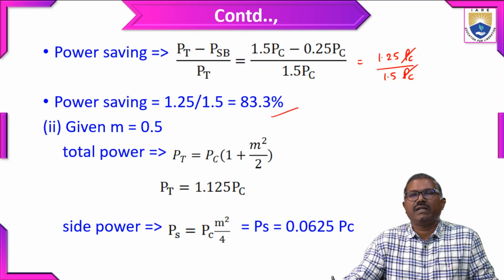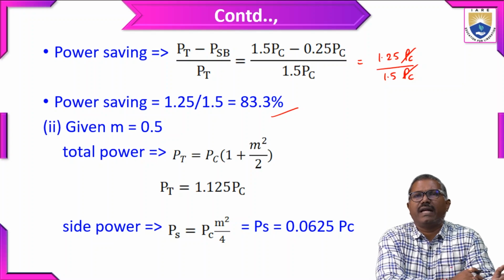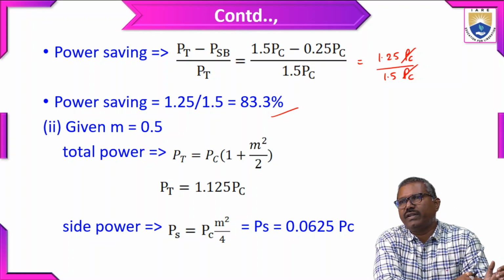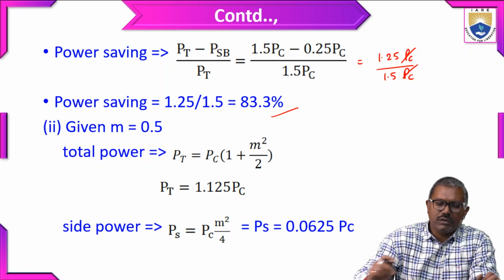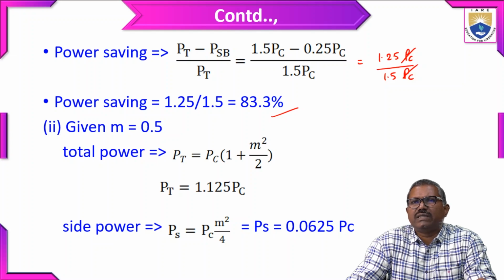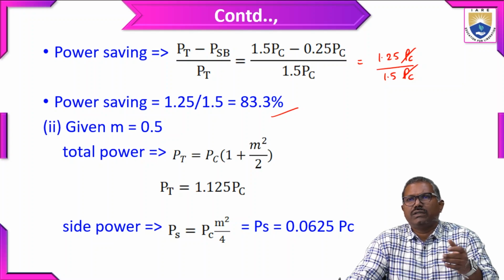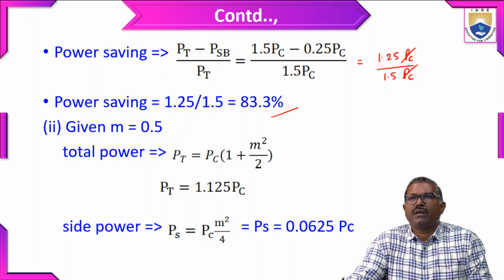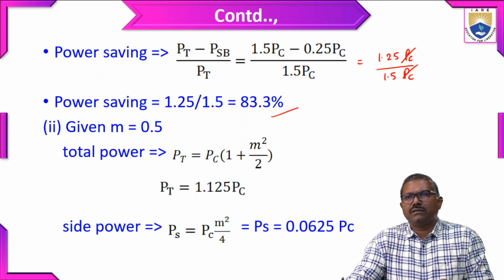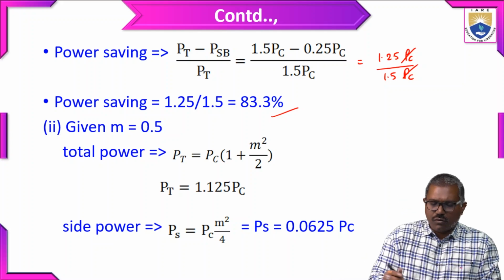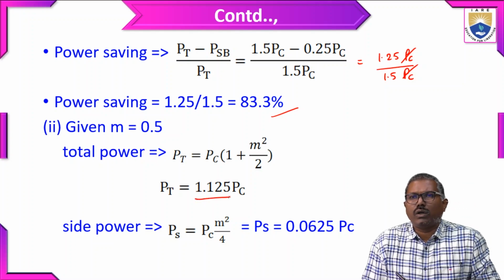For the first case, m value is equal to 100%. And for the second one, they gave m value as 50%. So 50% is 0.5, m value is 0.5. My total power is equal to Pc into 1 plus m square by 2. Same formula, so here also you substitute. What is the m value? 0.5. So 0.5 whole square is 0.25. Again 0.25 divided by 2. So finally you got 1.125 Pc.